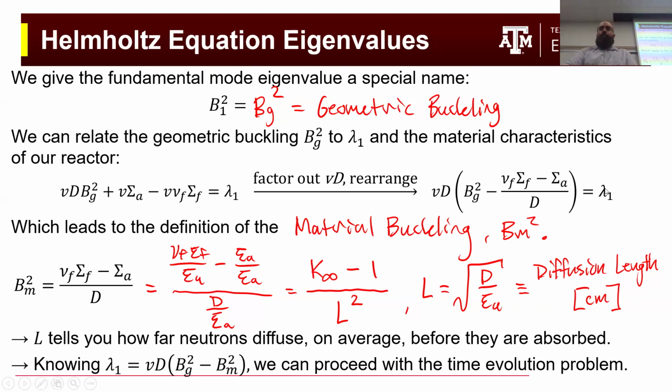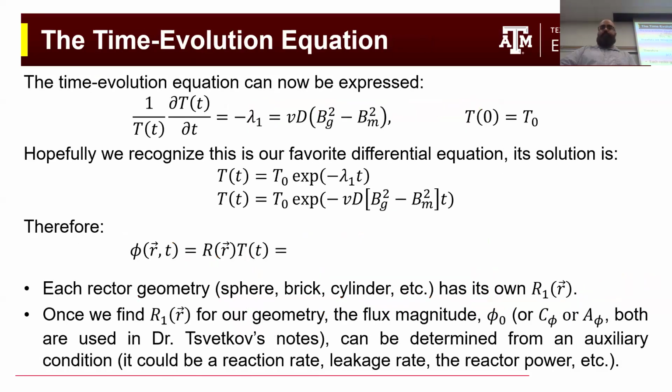And so knowing that this quantity is B_m squared and rewriting the expression for lambda 1 in terms of B_m squared, we get something that looks like this on the bottom. And if we have this expression for lambda, then we could go back to the differential equation that we were trying to solve, and we can actually solve that time evolution problem. This was that original time differential equation that we had, where this was just equal to a constant. And that constant we just showed was equal to this expression right here.